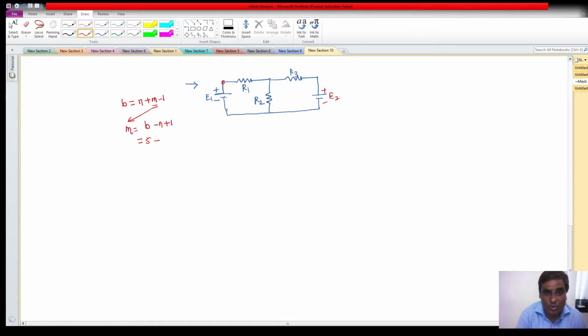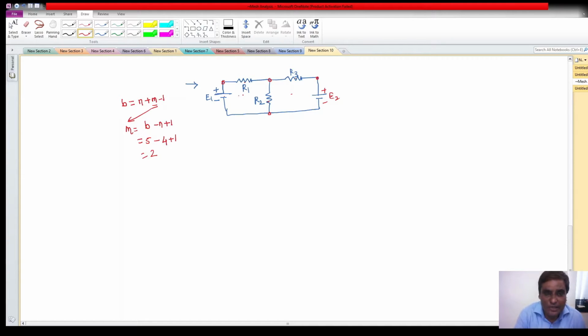This is one node, second node, third node, and this is common, so 4 nodes. So this is minus 4 plus 1. So how many meshes will there be? Independent meshes will definitely be 2. So this is your one mesh and this is your second mesh, because you observe that there is no other loop present inside of it. That's why I can call it a mesh.